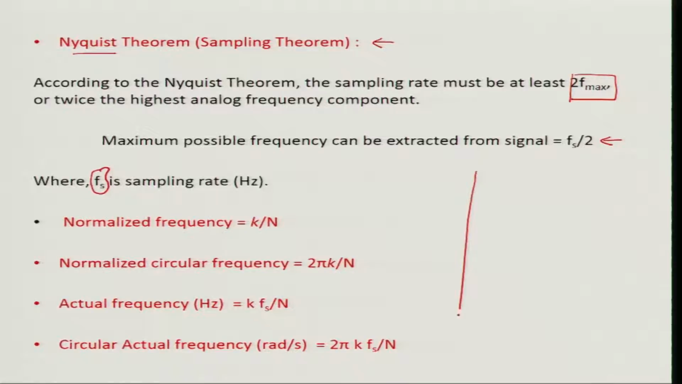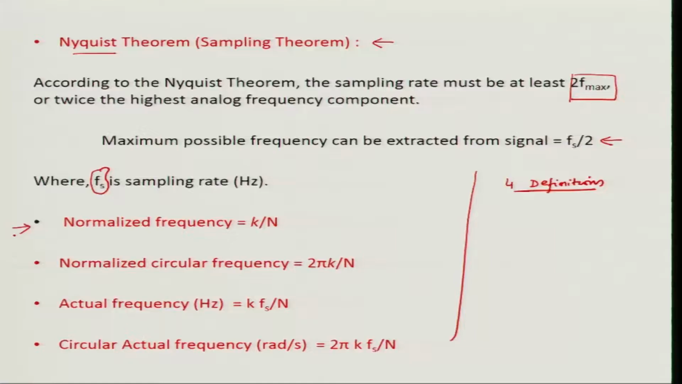Now, in DFT we have actually 4 definitions of frequencies. Okay. First definition is known as normalized frequency. So, how many frequency components do we get if there are n points? We will get n frequencies, corresponding to k equal to 0, k equal to 1, k equal to 2 and so on. For the kth frequency, the normalized frequency is defined as k divided by n.